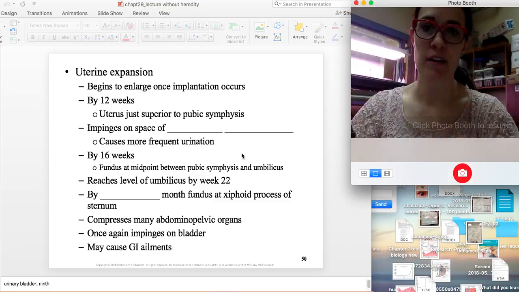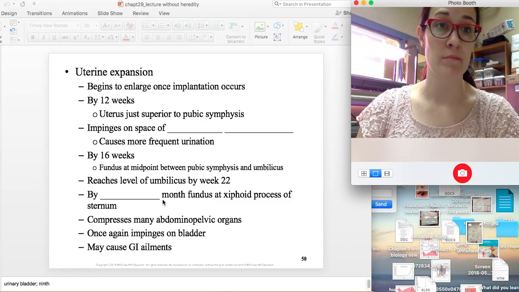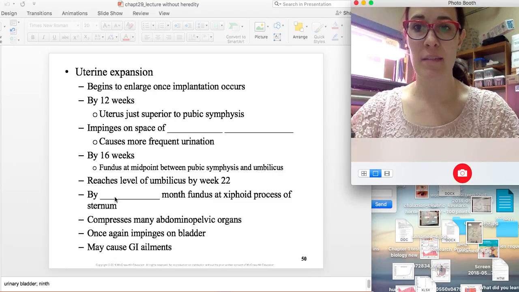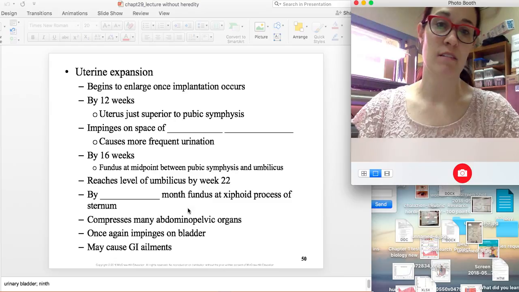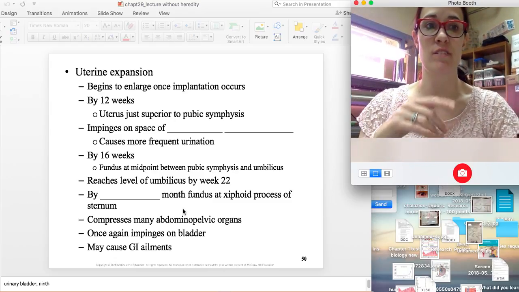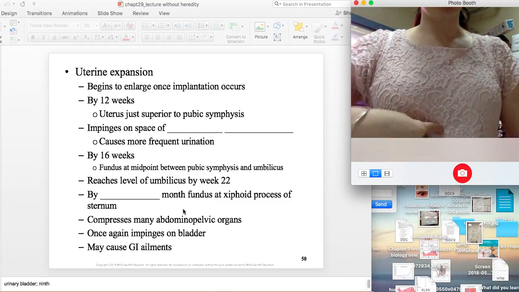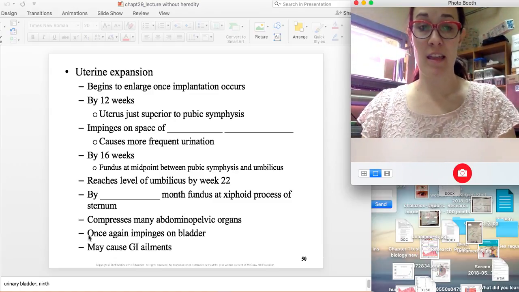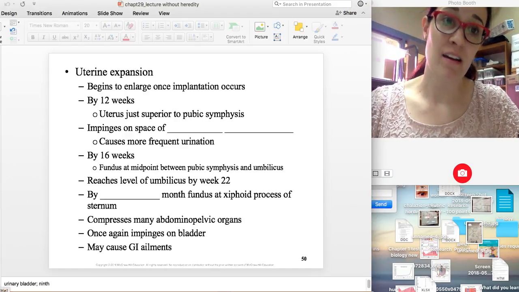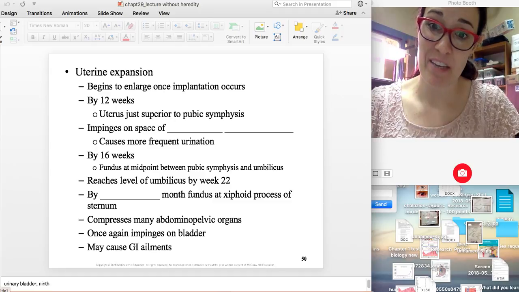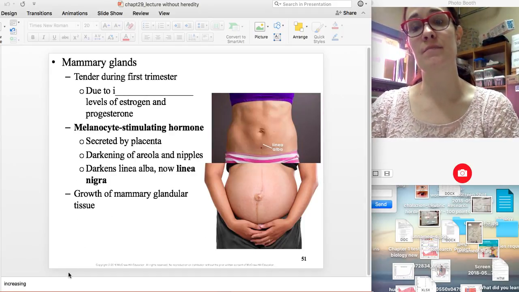By 22 weeks of pregnancy, it's at your umbilicus. The uterus is all the way up there to your belly button. Lastly, by the 9th month, full term, the top of the uterus, the fundus, is all the way up to the xiphoid process of the sternum, so right there. And this compresses things, so again you have to go to the bathroom, and it can cause gastrointestinal issues like constipation.